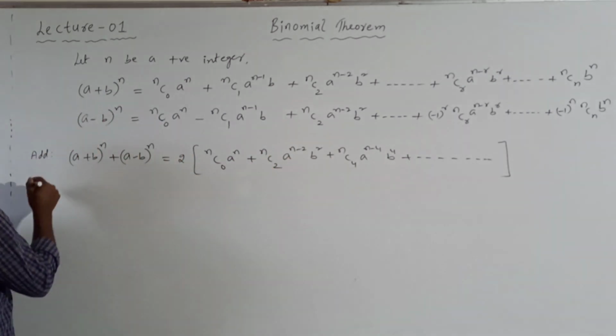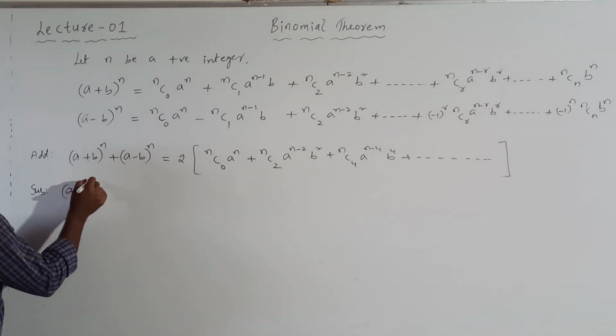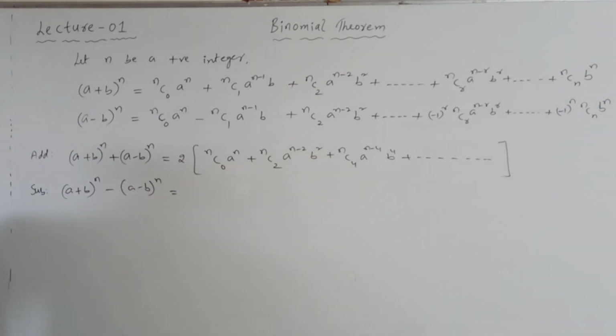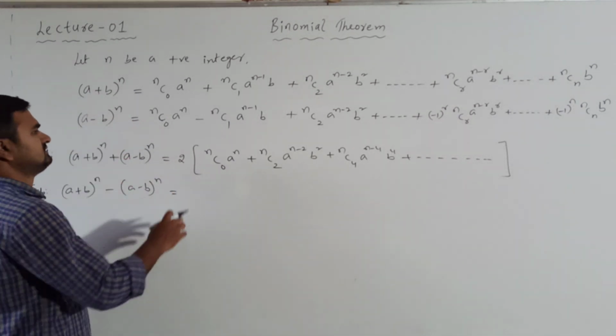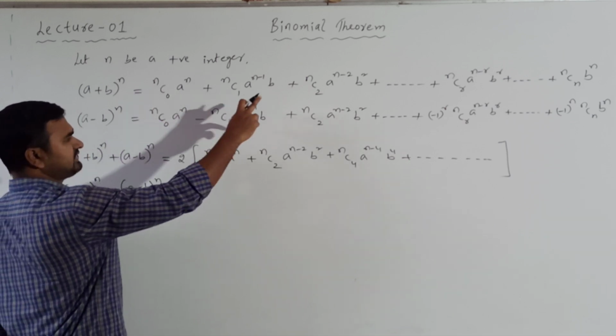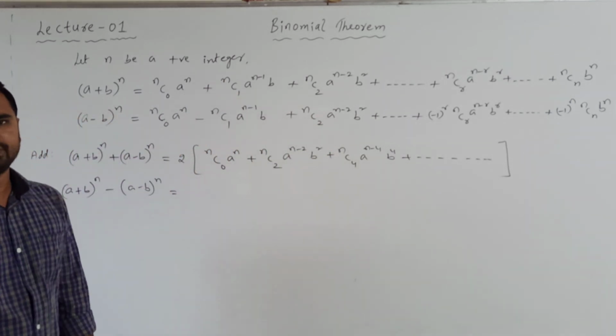If I subtract (a plus b) whole power n minus (a minus b) whole power n, subtracting means negative will become positive, positive will become negative. So these terms will get cancelled. Now negative terms will become positive and they get added 2 times.